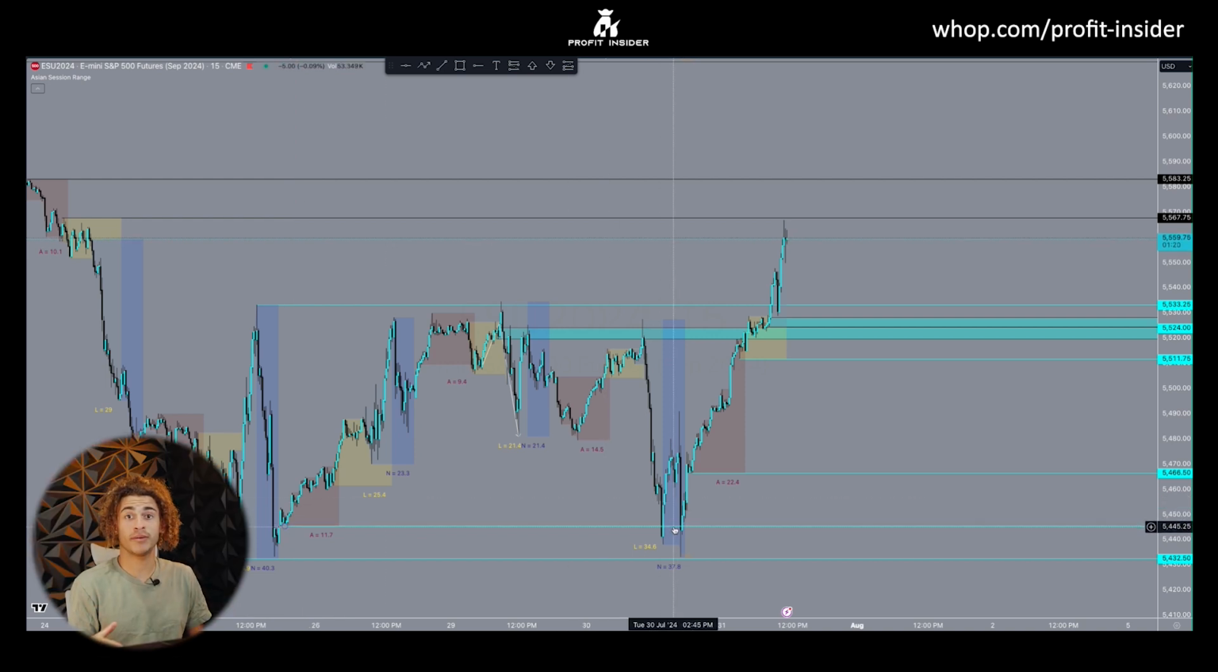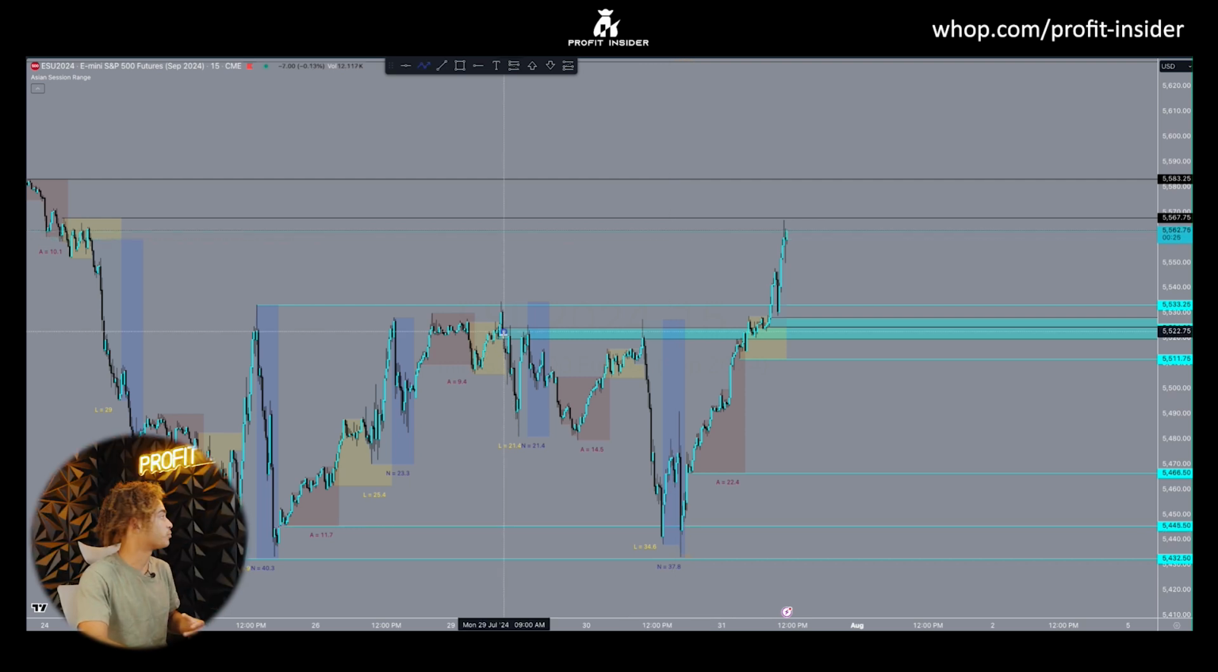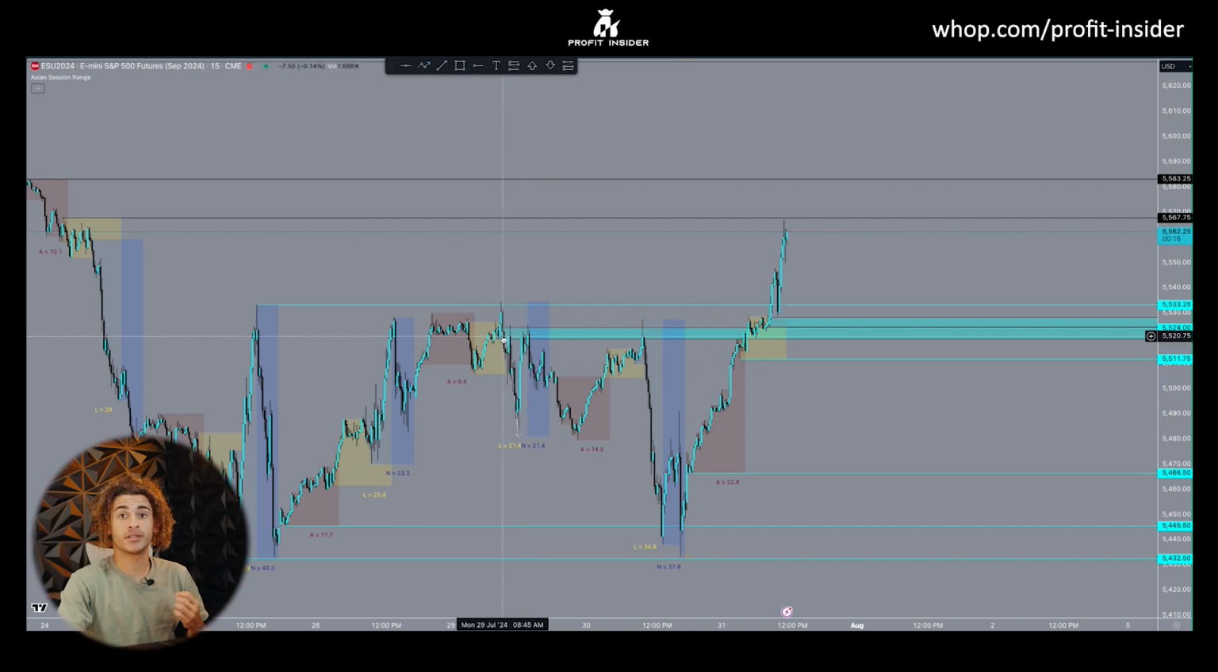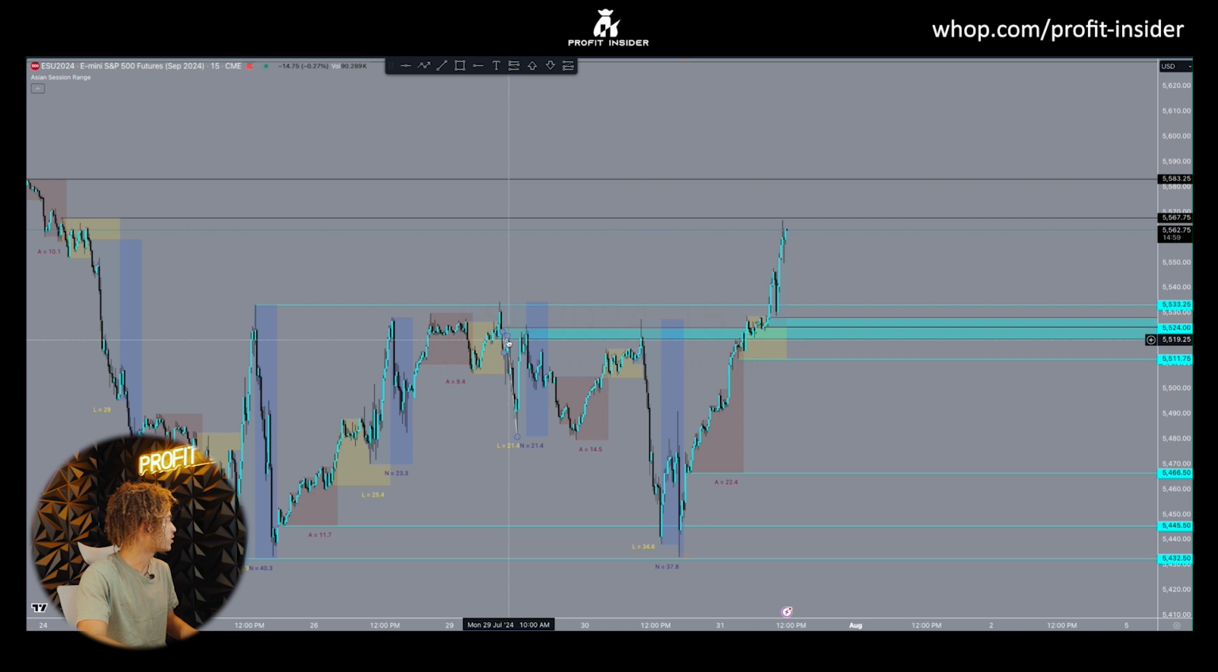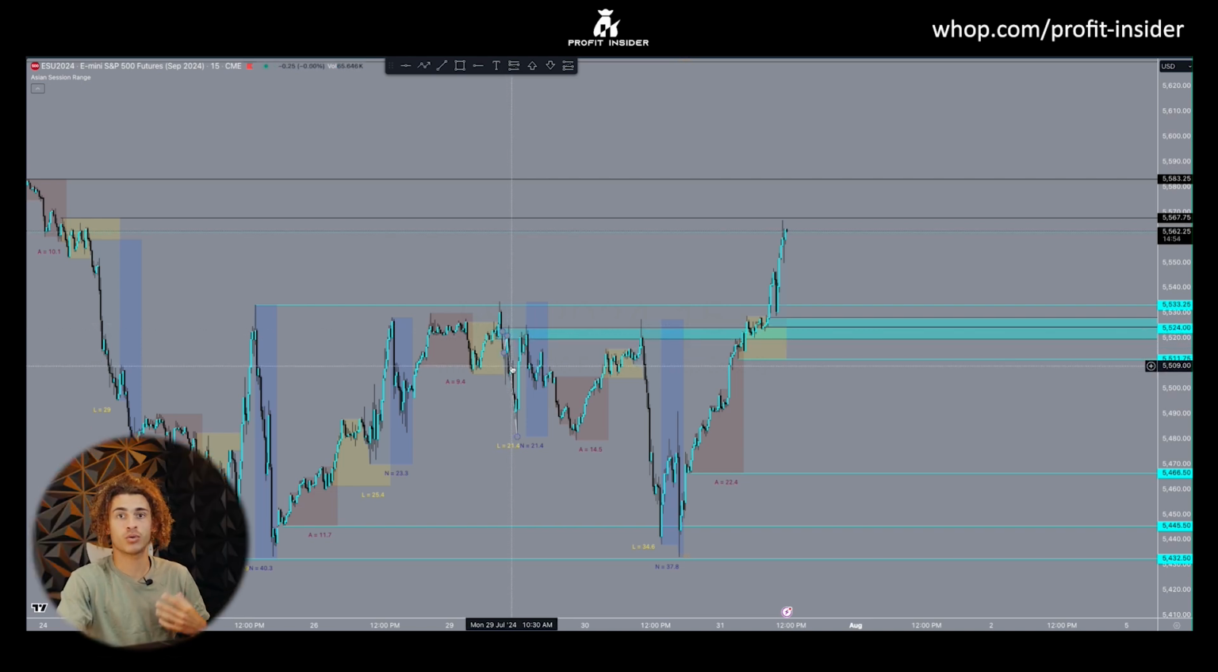The last reaction, and my favorite reaction, is called a break and retest. A break and retest is when price breaks above or below a level, comes back to this level, and then continues moving in the same direction that it broke in. In this case, price broke down, moved back up, retested, and then continued moving down. In a situation like this, I would have my entry right at this retest, and I would have my stop right above this zone. And I would be targeting about 10 to 20 points.